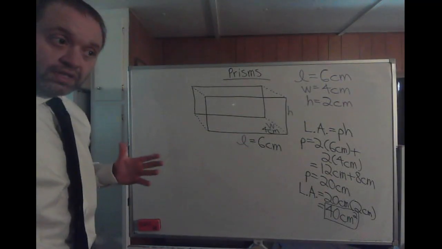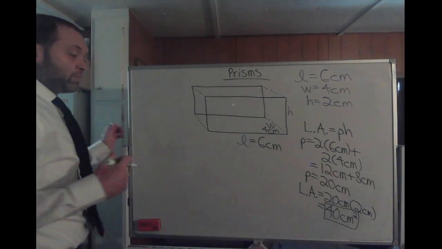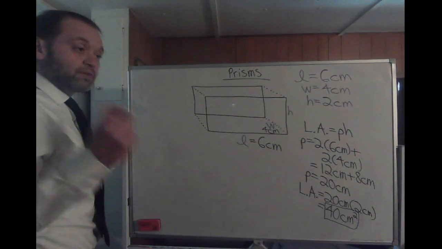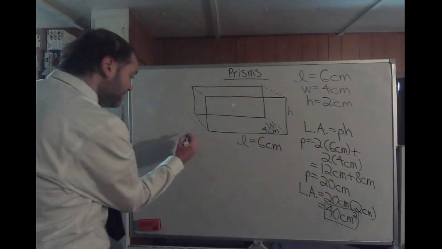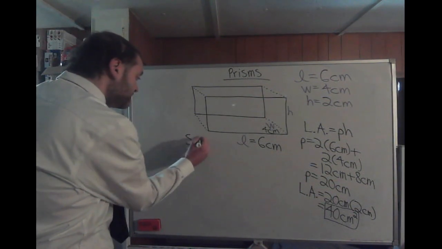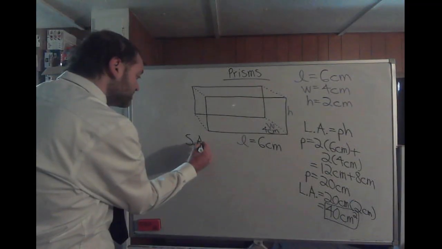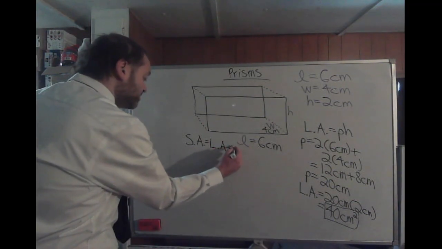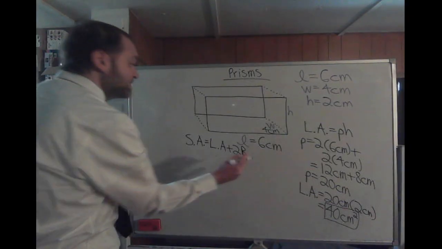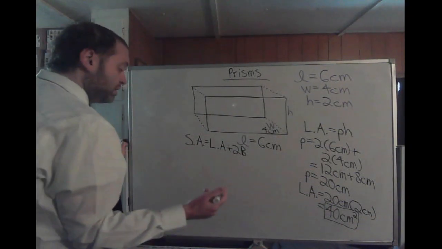Now that we know the lateral area, we can find the surface area. But first, before we find the surface area, we need to know the area of the base, because the surface area of the prism is equal to the lateral area plus 2 times the area of a base. It's the total coverage of the prism.